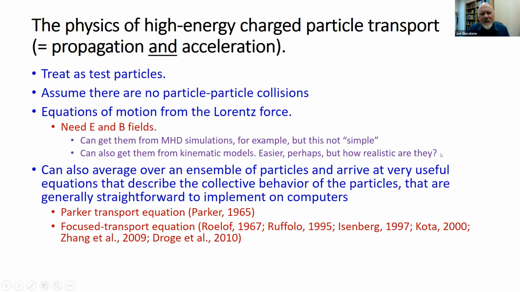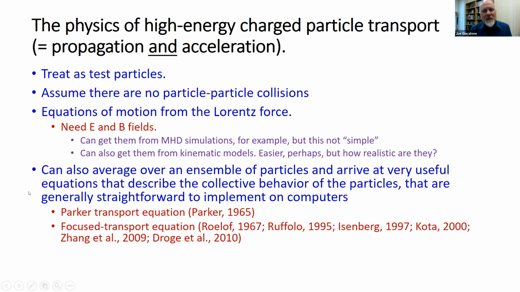It's very common to do this using what is called a kinematic model, where you define the electric and magnetic fields yourself. It's often easier to do that. I think in some sense, dynamo theory is kind of like that. You define the flow pattern that you need to generate a magnetic field. But ideally, you'd like to do it fully self-consistently. Still, coming up with a kinematic model is a very common thing to do. Again, you have to go back and look to see how realistic they are.